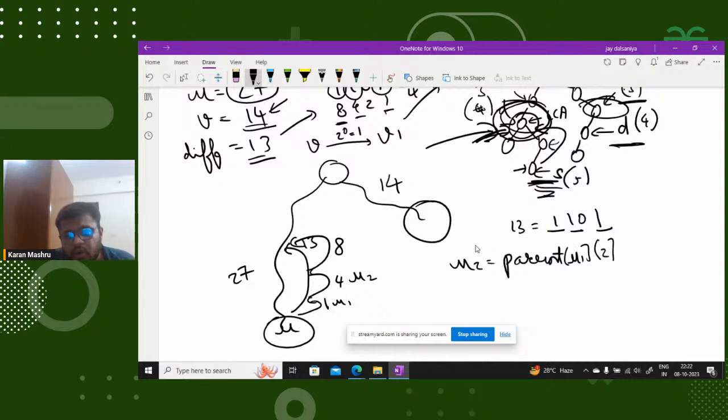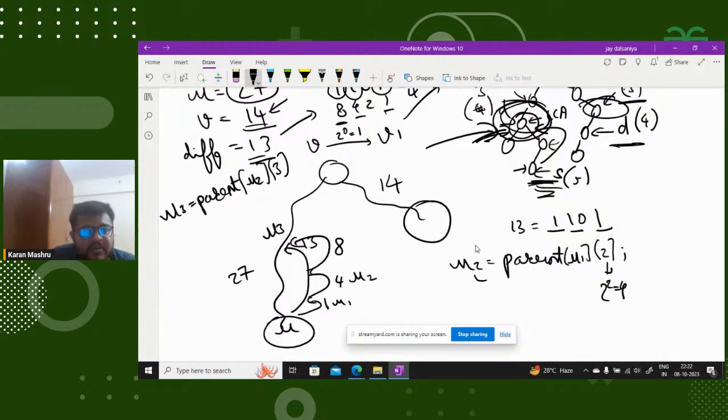and 2. What does this 2 represent? At a distance 2 power 2, which is 4. So I'll directly get U2. Then I'll jump 8 steps above and I'll get U3. U3 will be equal to parent of U2 at a distance 2 power 3, which is nothing but 8. So in 3 steps I reach 13 steps above.